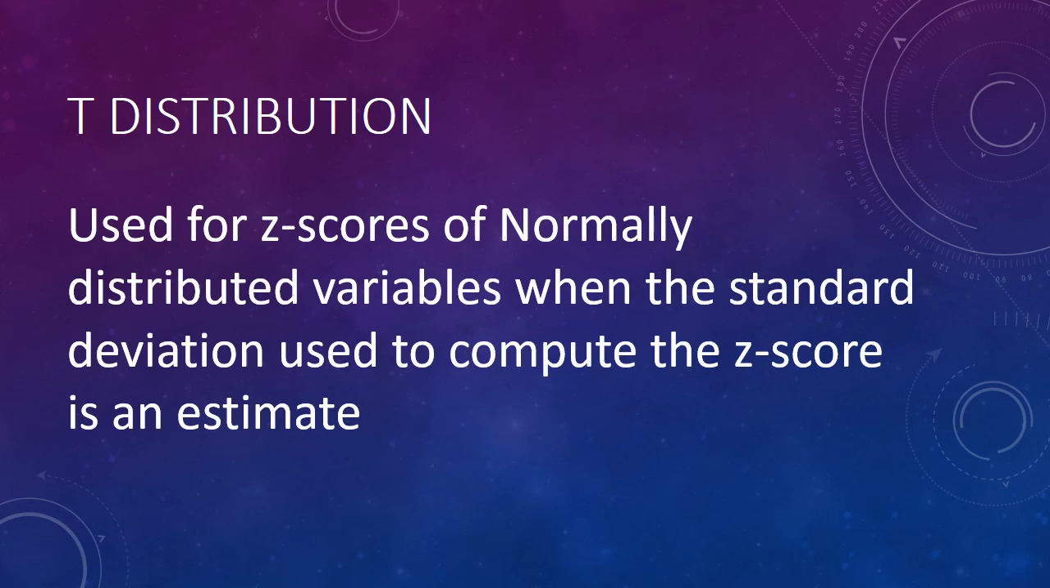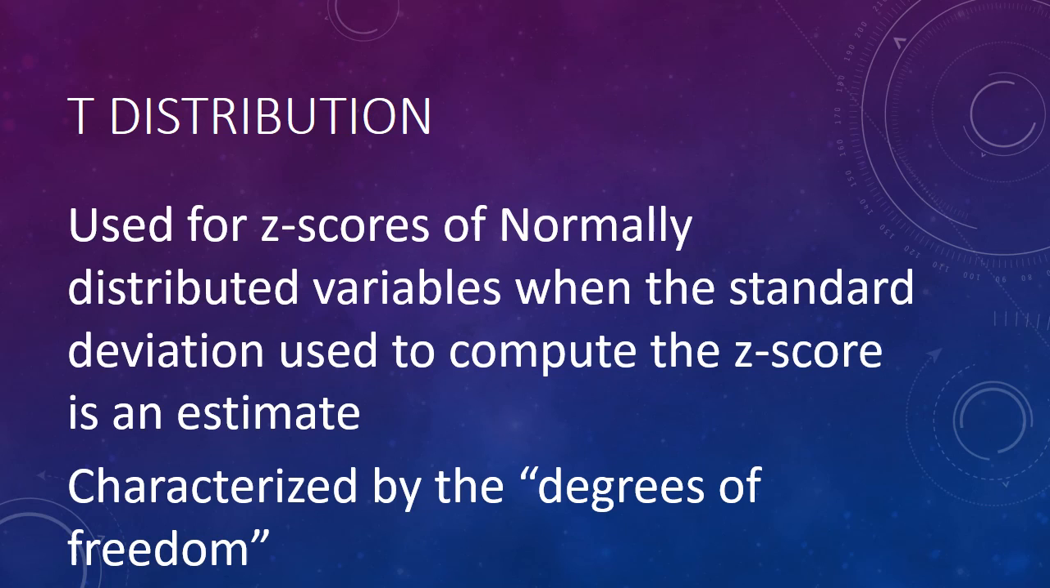Just like the normal distribution was characterized by a mean and a standard deviation, the t-distribution is characterized by something called the degrees of freedom. It's related to the number of observations that was used in the estimate of the standard deviation. The specifics of how that works aren't important. The only thing that's important here is to know that for a t-distribution, you'll have to know what the degrees of freedom are.